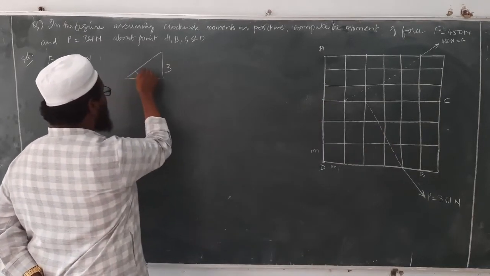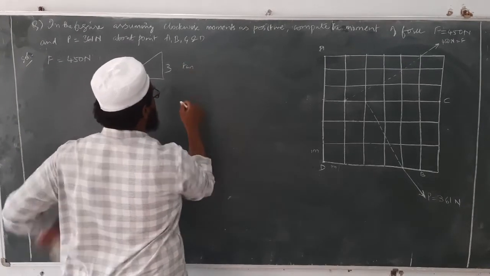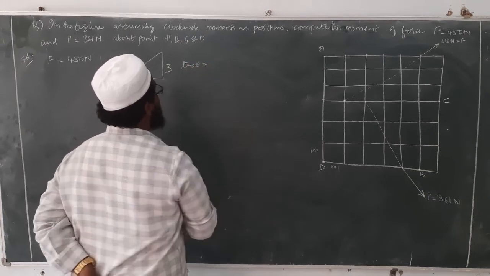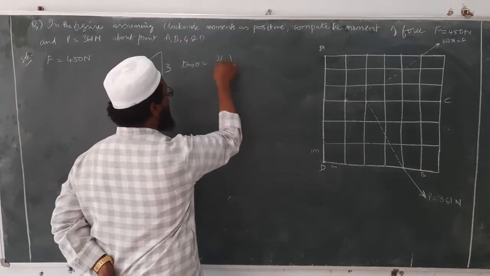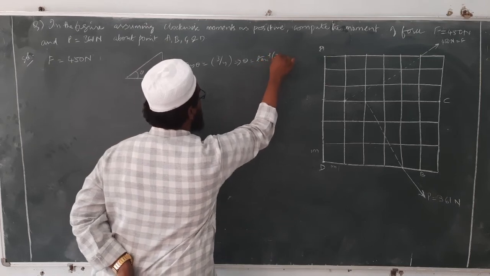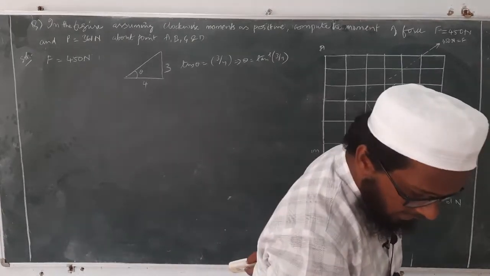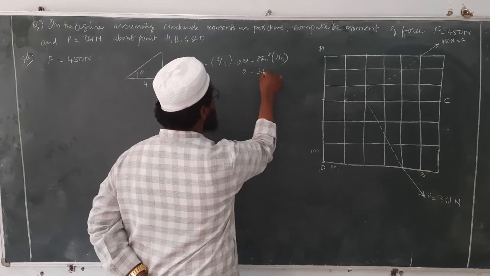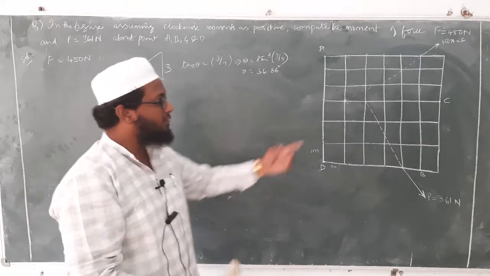So if this is theta, then what is the value of tan theta? Tan theta is equal to height by base, isn't it? So 3 by 4, which implies theta is equal to tan inverse of 3 by 4. The value of tan inverse of 3 by 4 will be 36.86. Okay, so theta is equal to 36.86 degrees. We got the inclination with the help of these boxes.